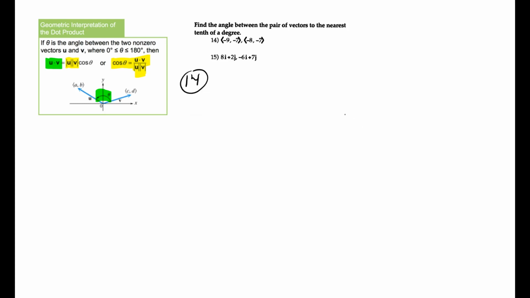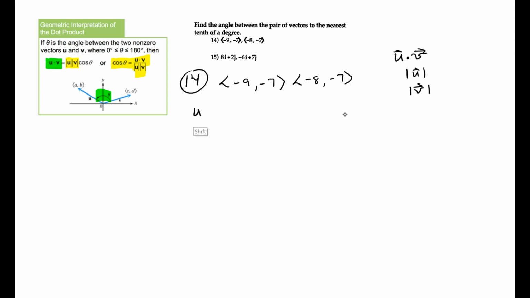write that out. Okay, so we've got -9 and -7, and we've got -8 and -7. And so what we have to do is we first find the dot product, u dot v, then we're going to have to find the magnitude of u and then the magnitude of v. So these are the steps that we need to do in order to come up with the cosine of the angle, and then we're going to have to take a cosine inverse.